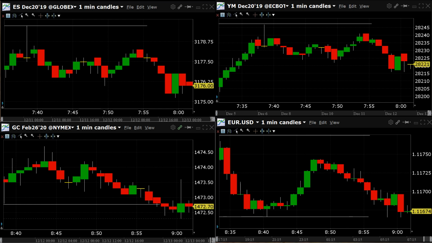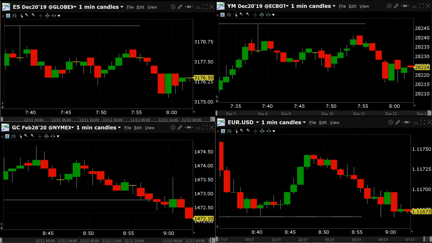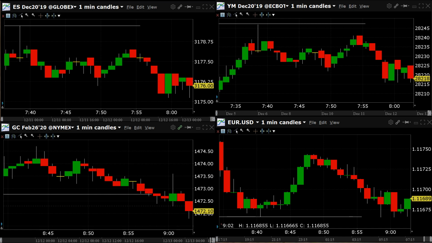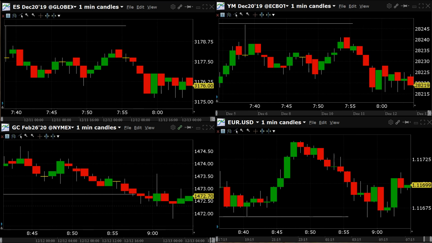This is the main code signal here. This one's working today and all week. So this is an important signal here. Short signal gold. Short signal ES. Long signal Euro US dollar. Still waiting for YM to give a signal here.